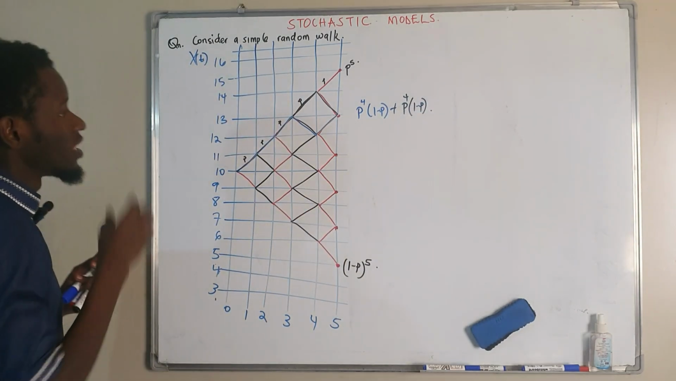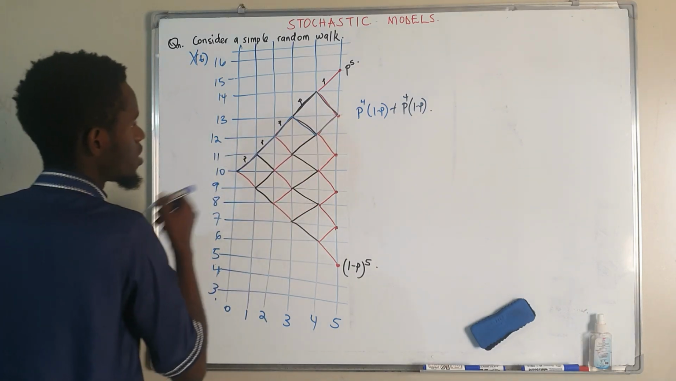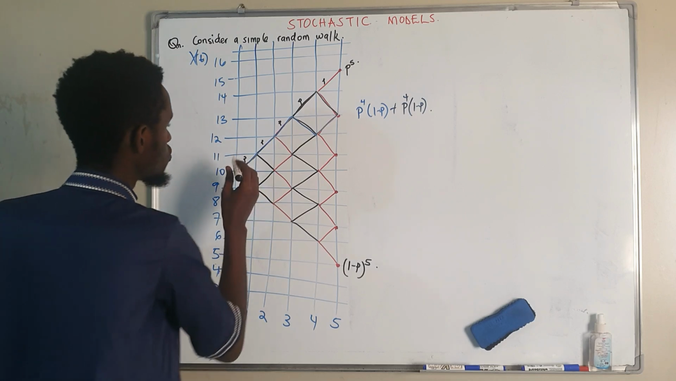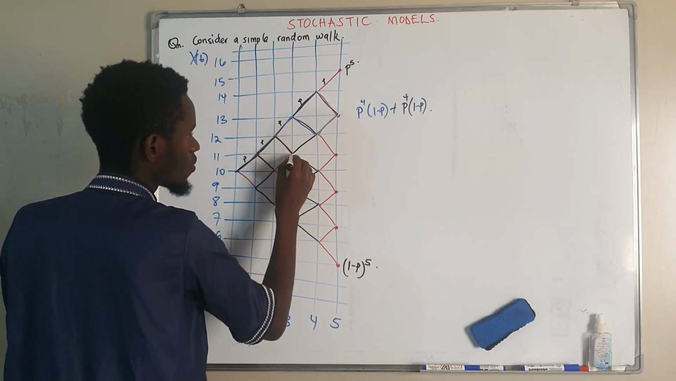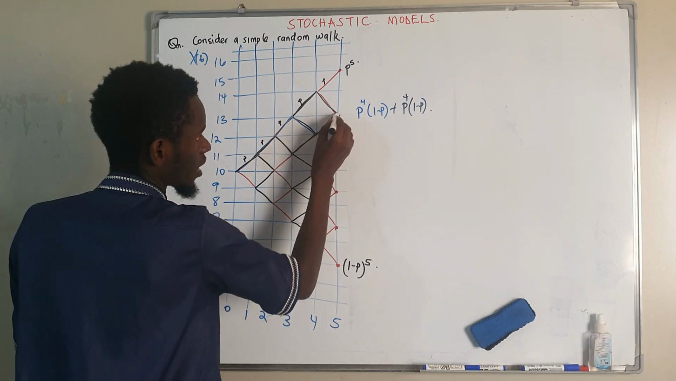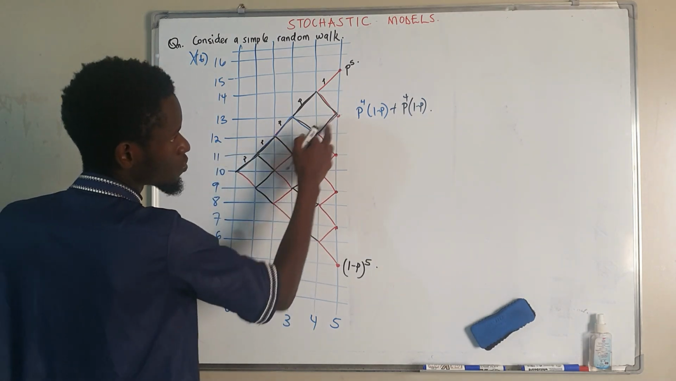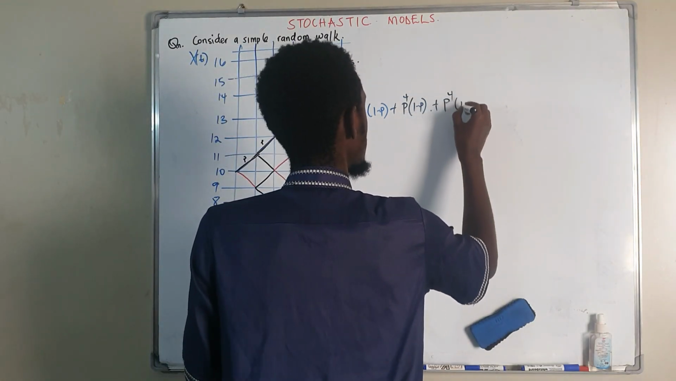Now, the other attempt for me reaching here: I can come like this. It is going to be p, then p again, I move down, then I come up, I come up. I have p times 1 minus p times p times p. It is the same as plus p power 4 into 1 minus p.